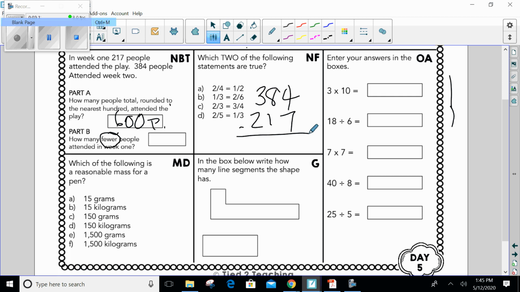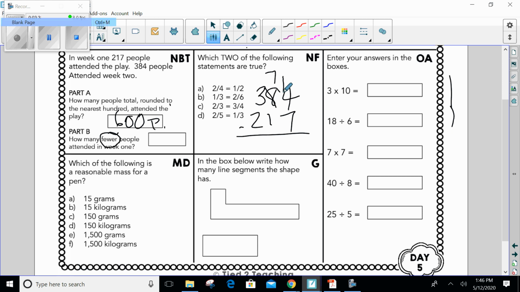4 minus 7. You say 3, I'm going to get 2. No, it's a bigger bottom, so we must borrow. If I have 4 cookies, you can't take 7 away from me. So I'm going to borrow from my neighbor. I'm going to take 10 from him. From 80, he has 8 tens. Now he has 7 tens. He's given me 1 of his tens.